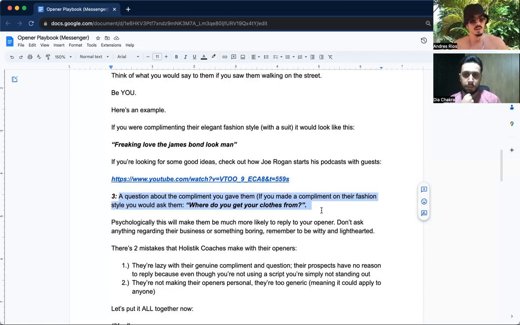Or dude, freaking love the James Bond look. Where do you get your suits? Or is that tailor made? Or whatever it is, you know, something having to do with the compliment. Not just some random question.